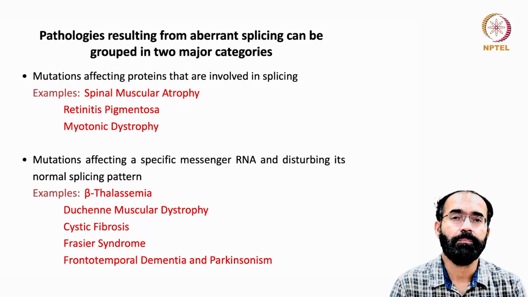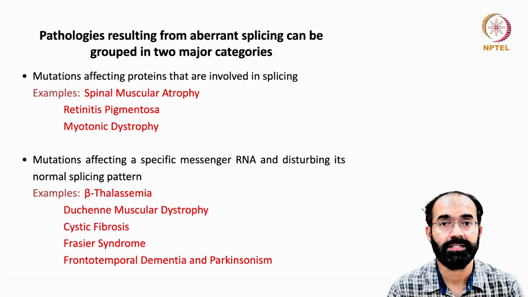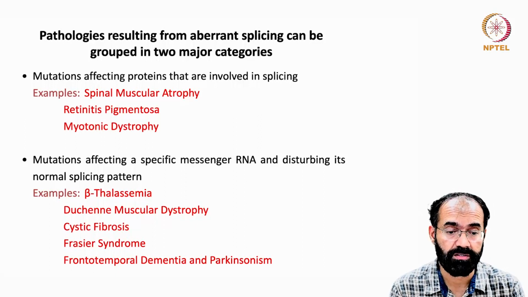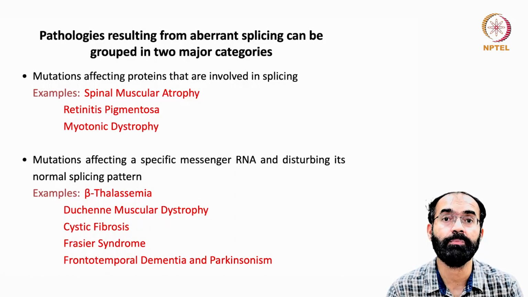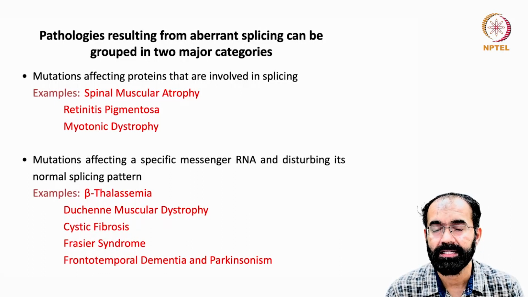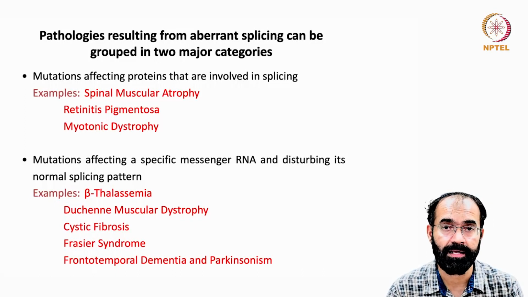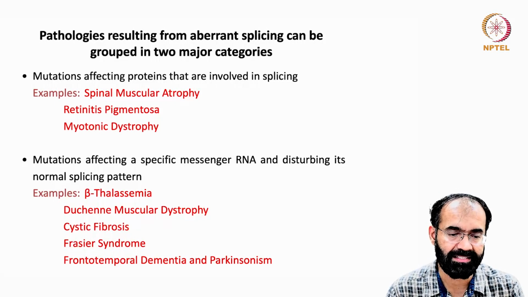So there are plenty of disorders or diseases that come from splicing defects, and some of them can cause havoc. It is a dangerous situation. Pathologies resulting from aberrant splicing can be grouped into 2 major categories, and we should understand that some of the splicing defects are debilitating and even life-threatening. So let us see some examples.